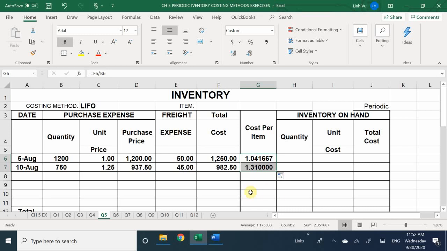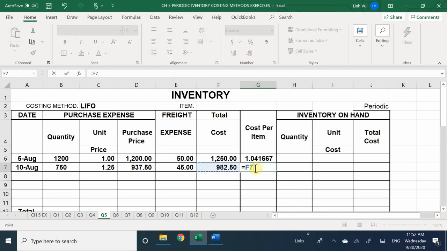Now that I have $1.31, I can shrink that so I know it's $1.31. I'm going to double confirm that: 982 divided by my 750 gives me 1.31.